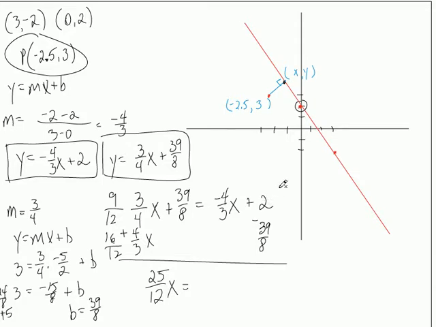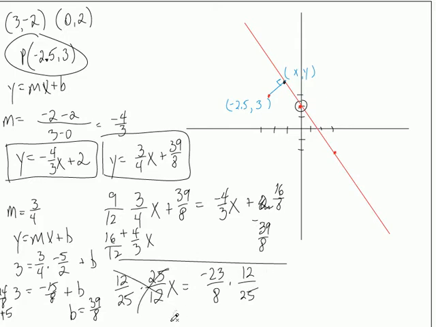So let's write 2 16/8. Is that all right? So we won't write it as a 2. So 16 minus 39, what's that? Negative 23/8. Check my arithmetic. Make sure I'm doing this right. Am I good? Okay. So get rid of this. It's 12 over 25.